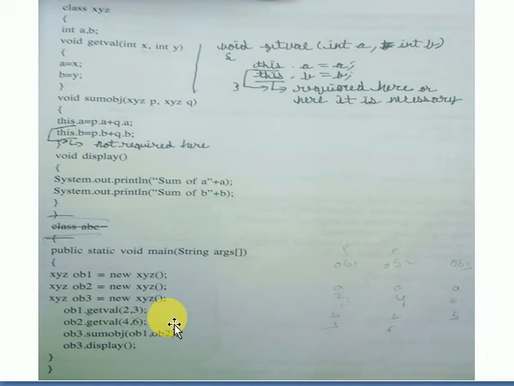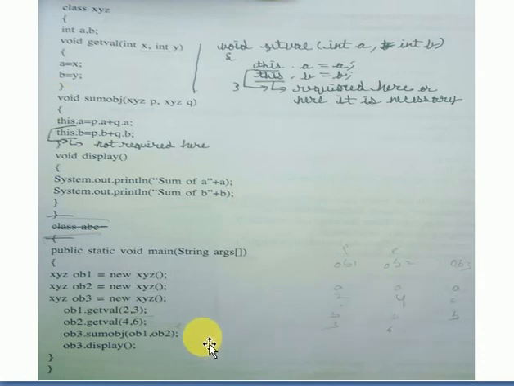OB1's A gets 2, B gets 3 because it goes to X and Y first. From X and Y it goes to A and B. Similarly OB2 dot get val 4 comma 6. X and Y get 4 and 6, and in turn it goes to A and B. This much is known to us, and even this is also known to us.